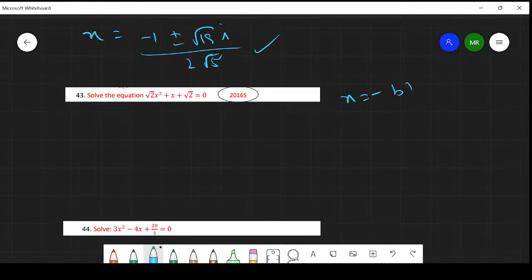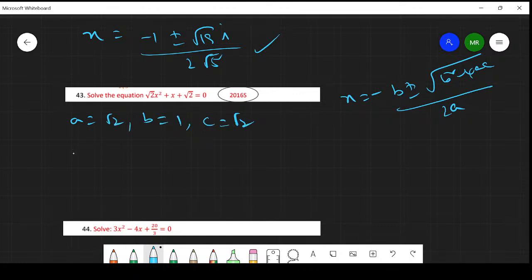x equal to minus b plus or minus root of b square minus 4ac by 2a, correct. Now you write a is equal to root 2, b is equal to 1. Please do it now itself, you will get the practice.